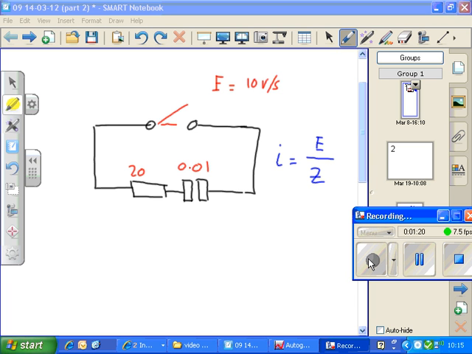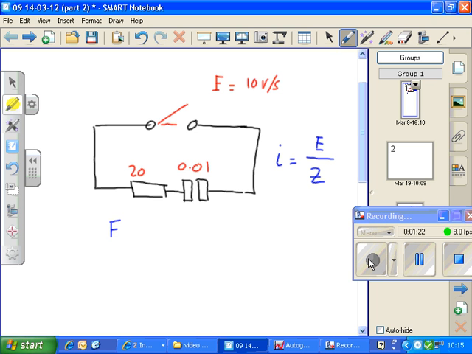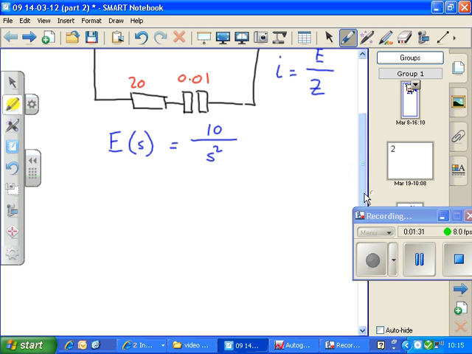So you should have that E in S space. Now will be 10 over S squared, because it's the ramp voltage input, and the impedance, Z, for a resistor, that stays as it is, and for a capacitor, it becomes 1 over 0.01 S. Now we put these two into Ohm's law, and start to try and use algebra to tidy it up.